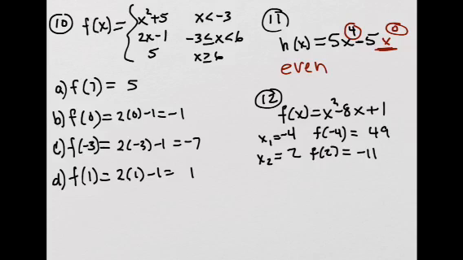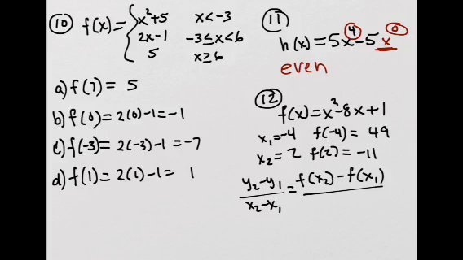Okay, so just like with the slope formula, remember y2 minus y1 over x2 minus x1. The average rate of change is the same, except you write it in terms of f of x. So f of x2 minus f of x1, because remember those are your y's, over x2 minus x1. Okay? So negative 11 minus 49 over 2 minus negative 4. So we get negative 60 over 6, which gives us negative 10.